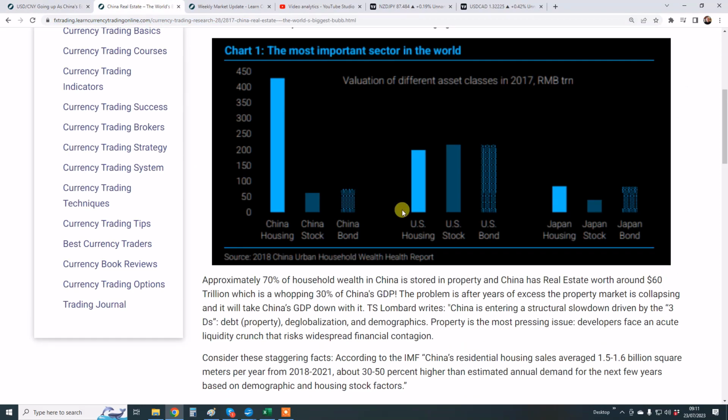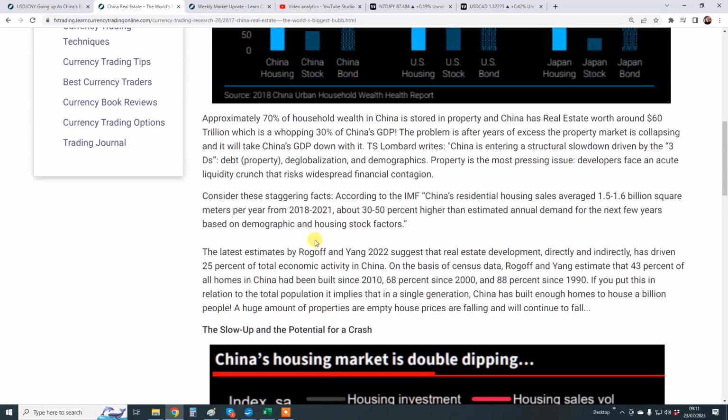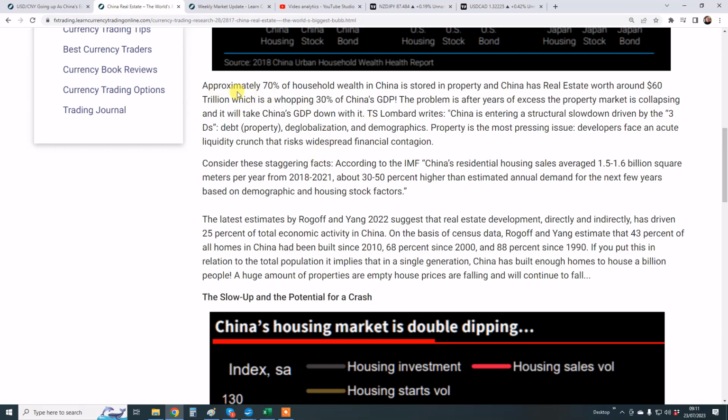One of the major problems in China is the real estate market. It is the most important market in the world. Look at the size of it. China housing. You can put US stocks on top of US housing. They're still smaller. Put the bond market in and you'd only be a bit bigger than the Chinese housing market. Now, you go read this article for yourself, but keep this in mind. 70% of household wealth in China is stored in property. It's worth 60 trillion, which is 30% of China's GDP. That's how China created really great growth numbers, by building, okay?